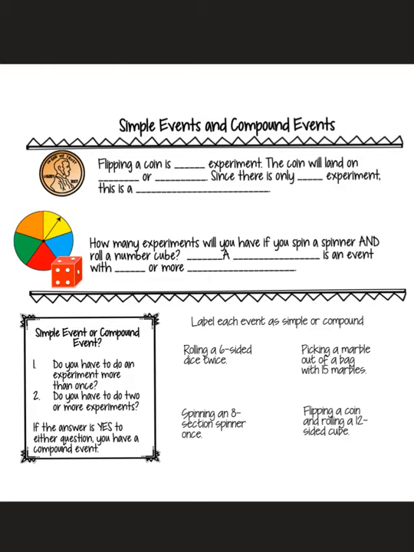Okay, simple events and compound events. If I'm going to flip a coin, flipping a coin is one experiment. So the coin will land on heads or it's going to land on tails, right? Since there is only one experiment, this is a simple event.